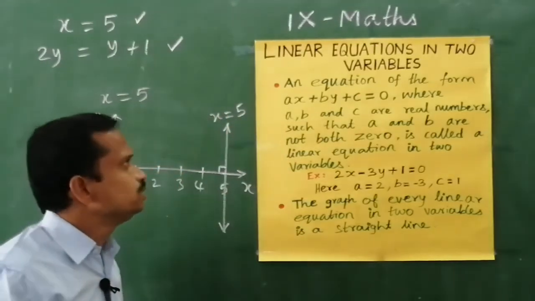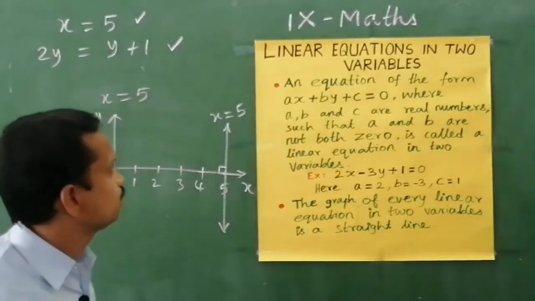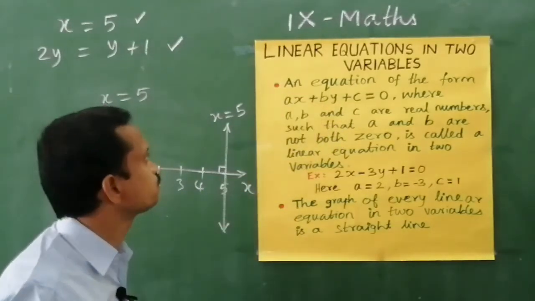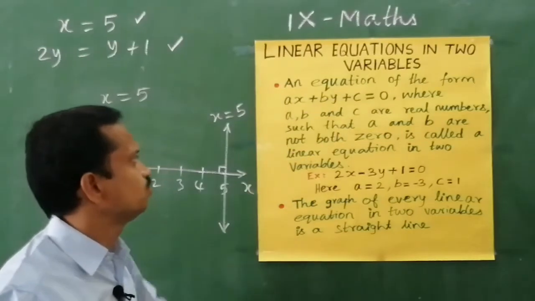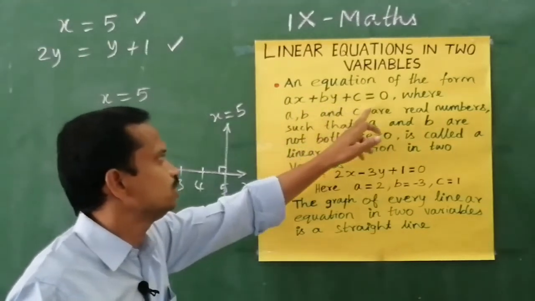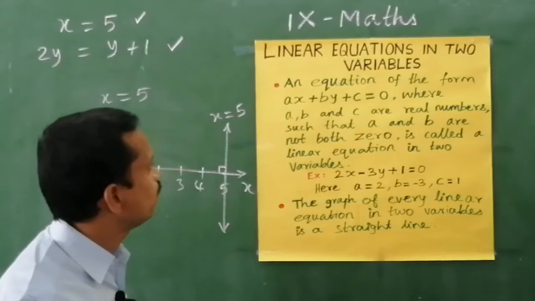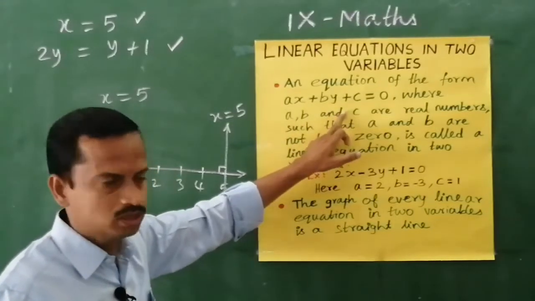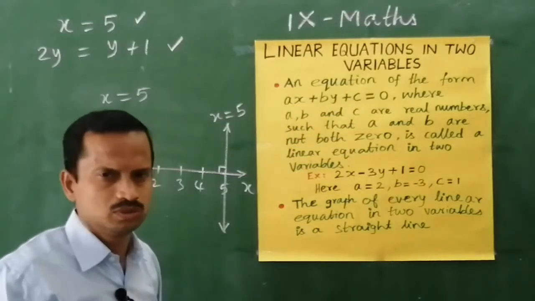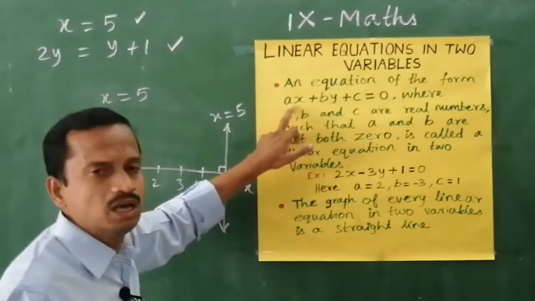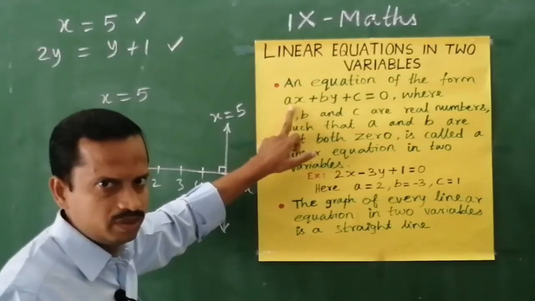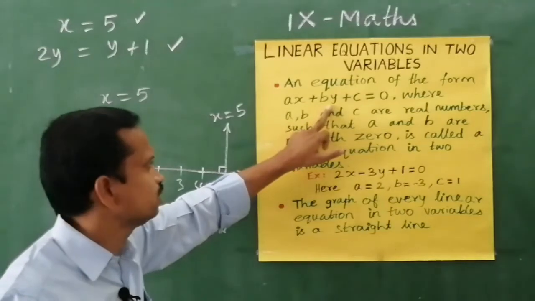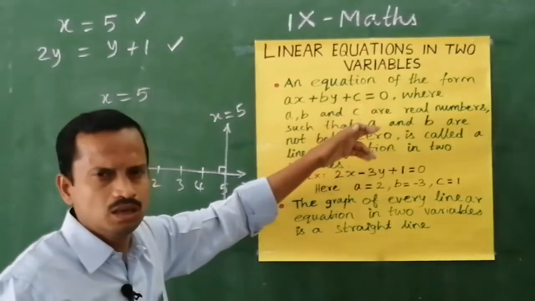Now, we are going to see linear equations in two variables. Here comes the definition: an equation of the form ax plus by plus c equal to 0, where a, b, c are real numbers, and x and y are the two variables. a, b, c are real numbers or constants. a is the coefficient of variable x, b is the coefficient of variable y and c is any constant.